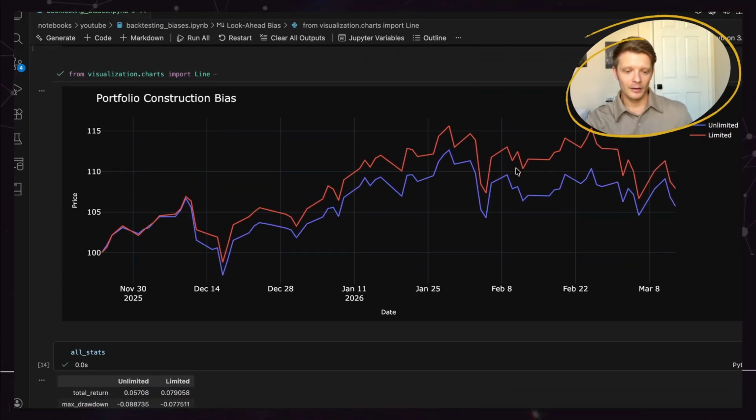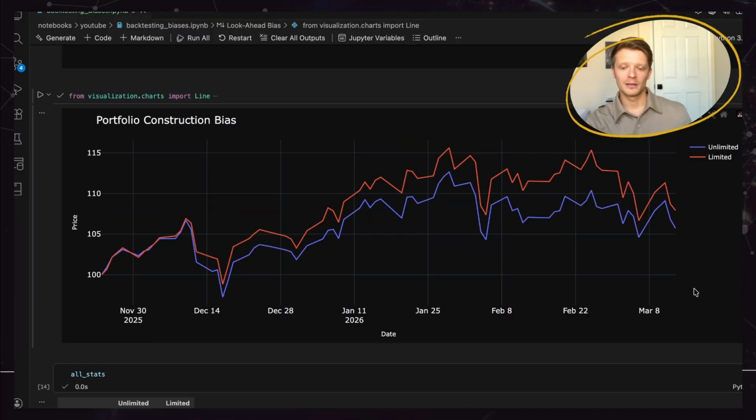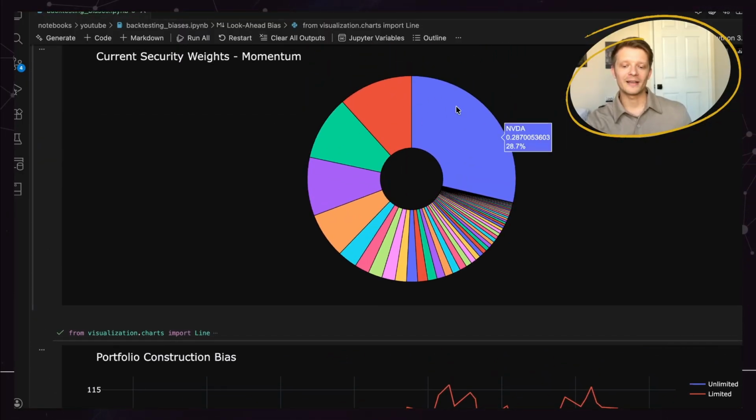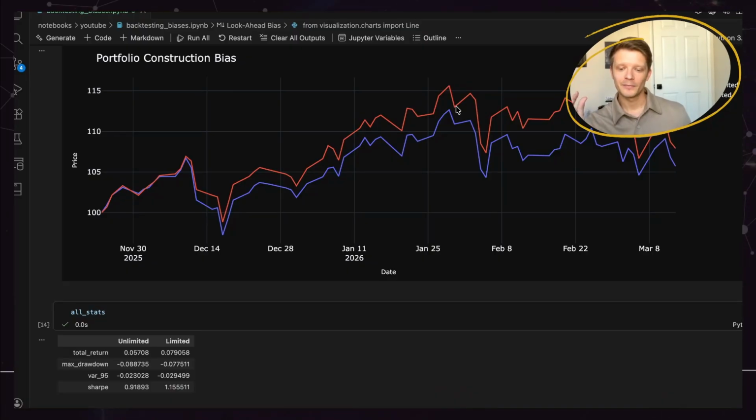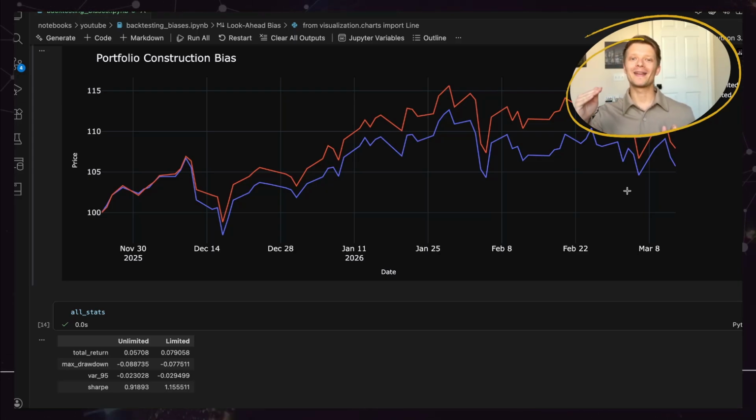So we ran a strategy here that basically goes against that bias. Instead of allowing Nvidia to have 28%, we restrict each name to only have 10%. You can see in our backtest here, this actually benefited our strategy. Our limited backtest actually outperformed the unlimited one. So you can see not all biases are always bad. We can get more return for our strategy by actually limiting the weights.